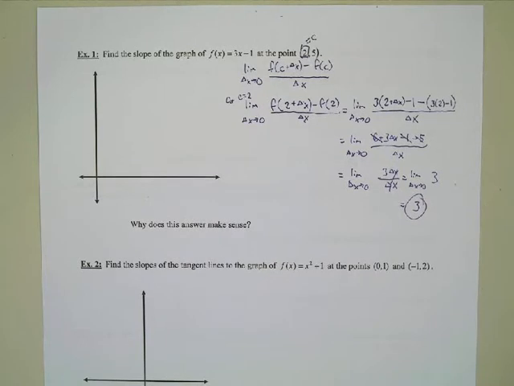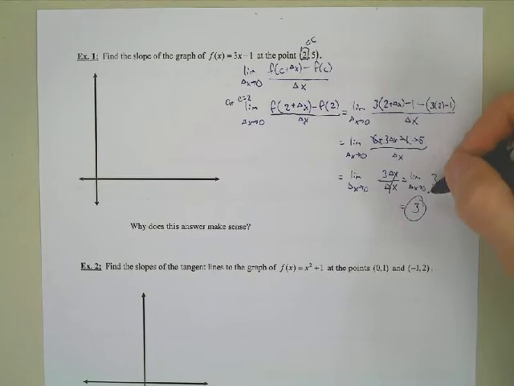Oh, go ahead, Anna, first. Question. Do you have to write it like limit and then delta x approaches 0 equals 3? Like, did you want to just have it be 3 right here and not the limit as delta x approaches? That's fine. Yeah, that's fine.